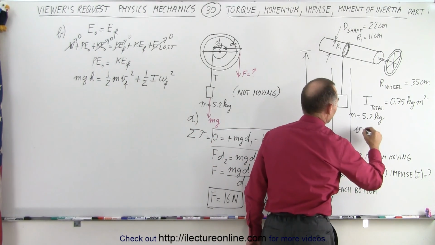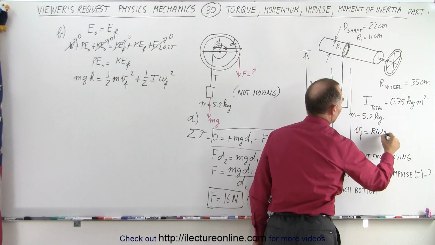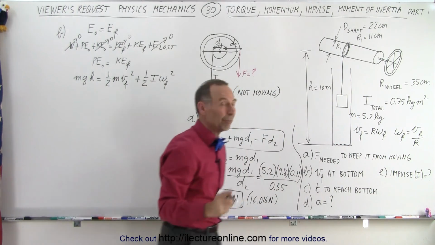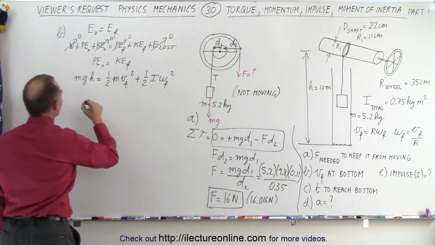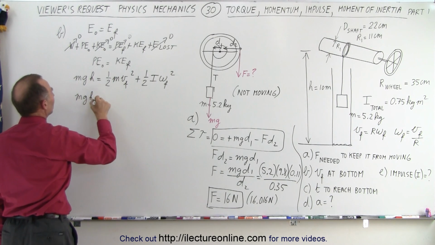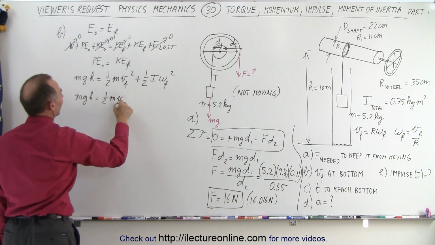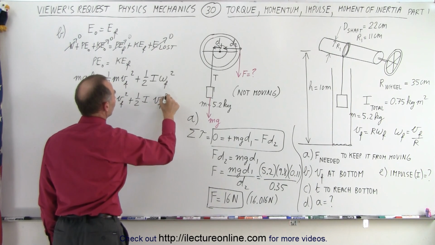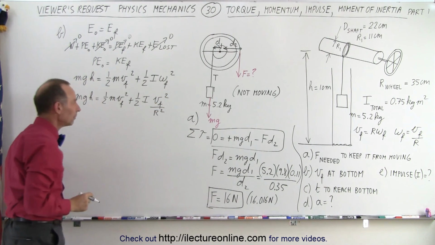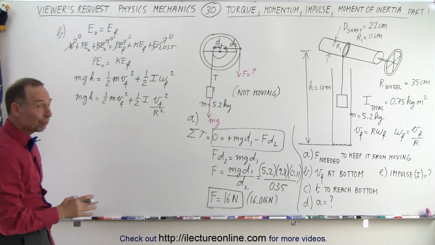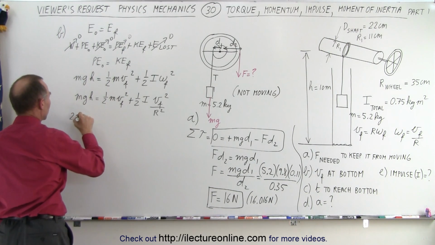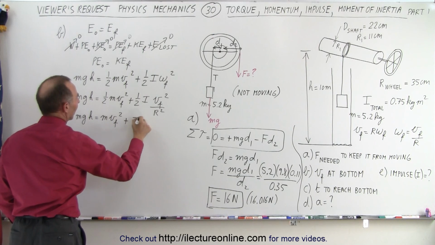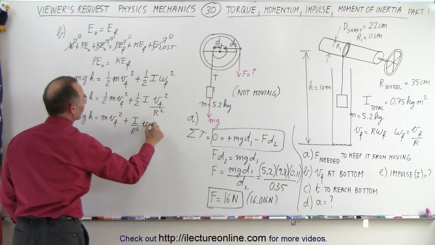And we can say that v final is equal to r times omega final, which means that omega final is equal to v final over r. So we're going to replace omega final by v final over r. So we get mgh is equal to 1/2 m v final squared plus 1/2 I, and instead of omega, we write v final squared divided by r squared. We may want to do one more thing. Get rid of the 1/2 by multiplying everything by 2. So we get 2 mgh equals m v final squared plus I over r squared v final squared.